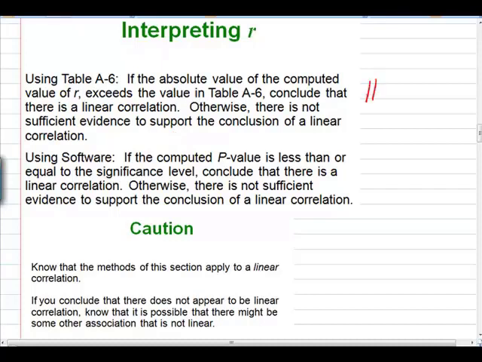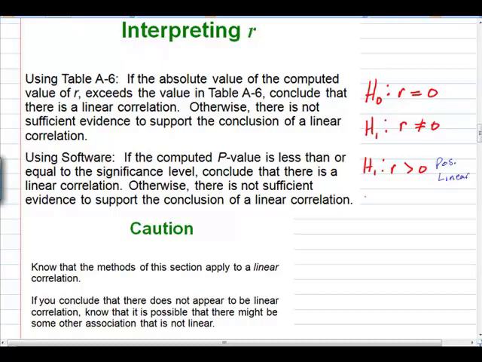We will be testing a null hypothesis here that R equals 0. If R is equal to 0, remember there's no linear correlation. If R is not equal to 0, that's just saying that there is a linear correlation. We're not saying if it's positive or negative. If we're testing the claim R is greater than 0, then we're claiming that there is a positive linear correlation.